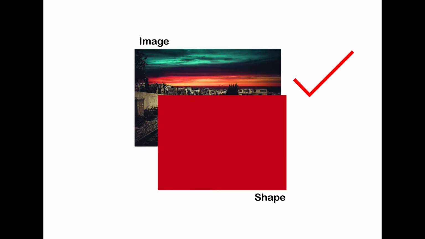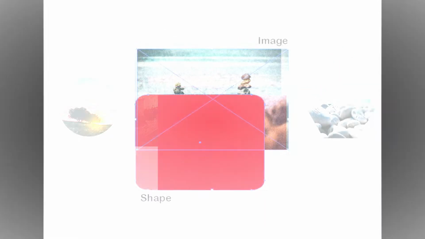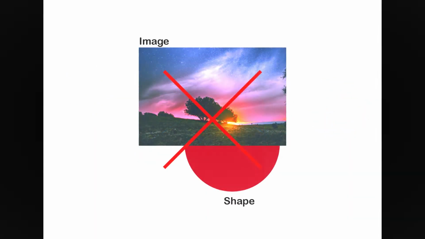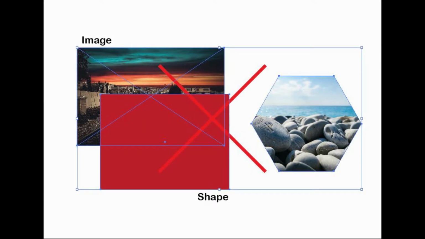First, the shape has to be above the image. Secondly, only the shape and the image can be selected. If the shape is below the image or if any other objects are selected, the clipping mask will not work.